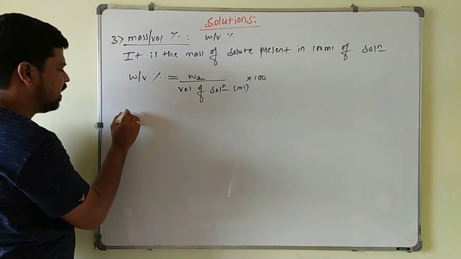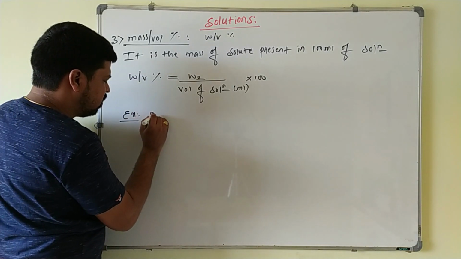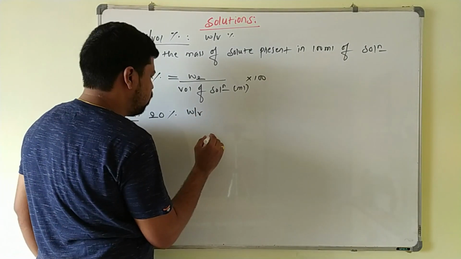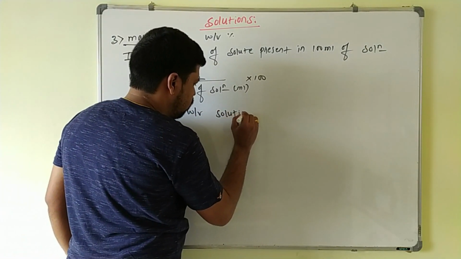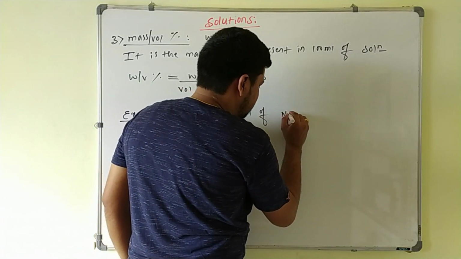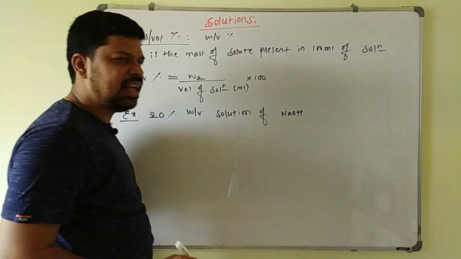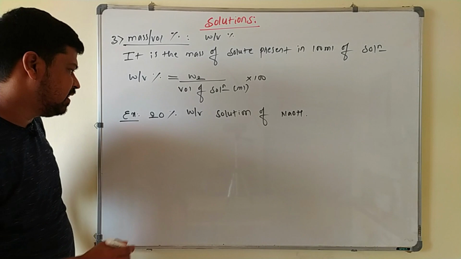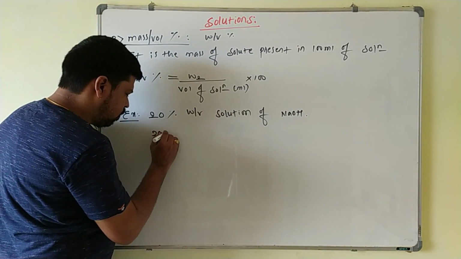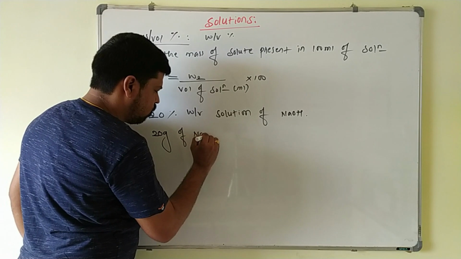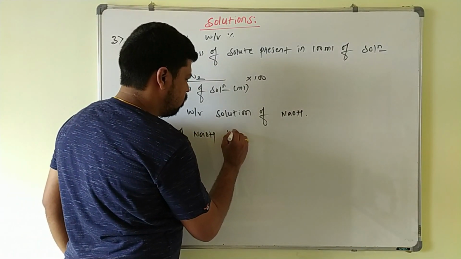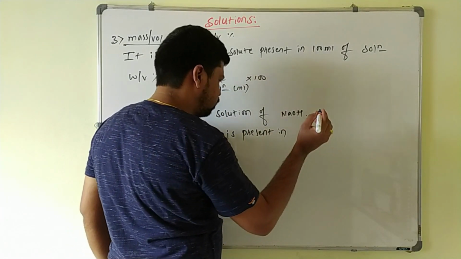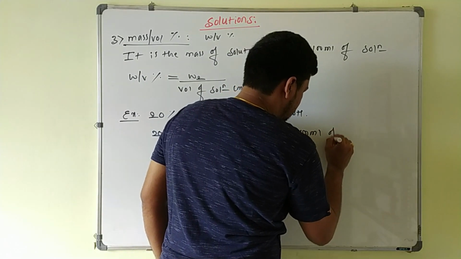So for this one, if I write an example, that is a 20 percentage mass by volume solution of NaOH, it means that 20 gram of NaOH is present in the 100 ml of solution. That's it. It means 20 gram of NaOH is present in 100 ml of solution.